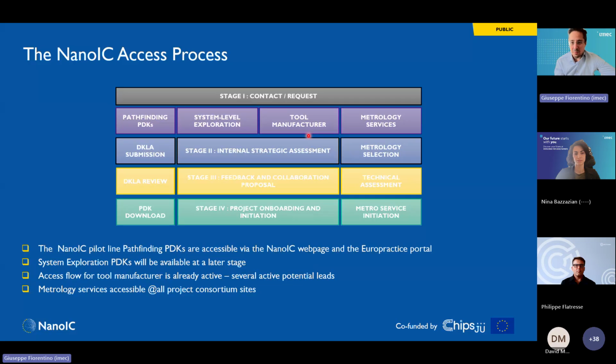Metrology services are also a very important part of the project. All the consortium partners can offer different metrology services, and they are available on the website of each and every single partner. There is, of course, a technical assessment that is done directly at every site, and then the metrology service initiation once the services are agreed.